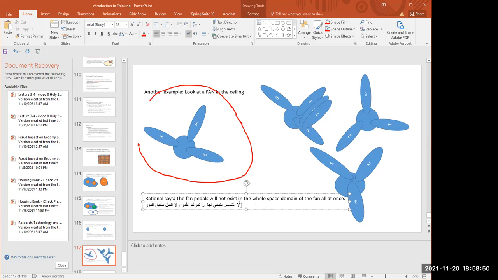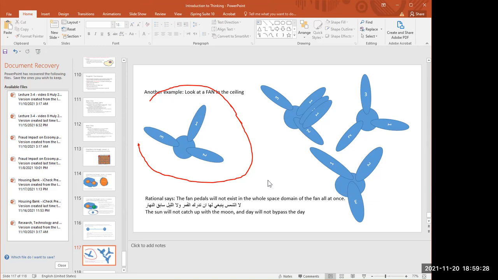The sun will not be able, the sun will not catch up with the moon, and the day will not bypass the وَلَا اللَّيْلُ سَابِقُ النَّهَارِ here. Will not bypass the day. Okay, and that's a notion of time where your time is limited. There is a limitation in your time and in your motion and in the orbits you are in.